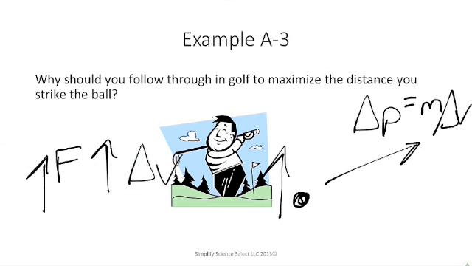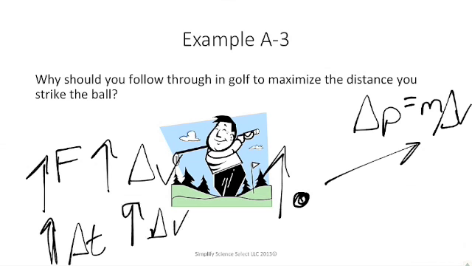The second thing that you can do is you can increase the time the force is applied. So if you can increase the contact time that that force is applied, you can also increase the change in velocity. So how do you increase the contact time? Well, that's what happens when you follow through. When you follow through, the club is in contact with the ball for just a little bit longer, imparting more force and resulting in a bigger change in velocity and therefore a larger hit.